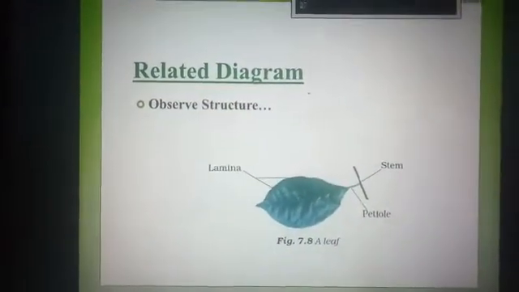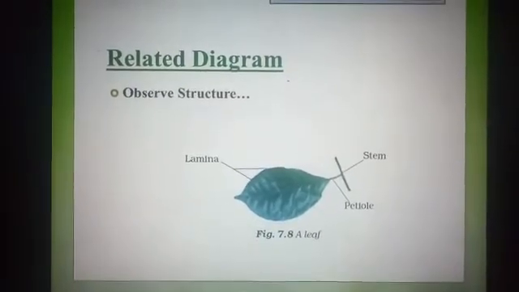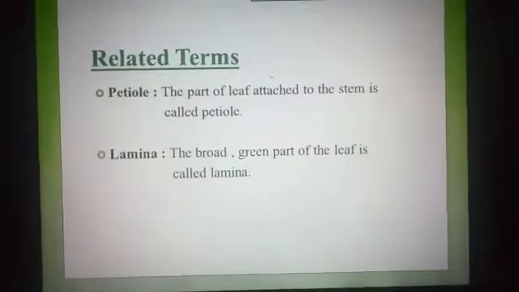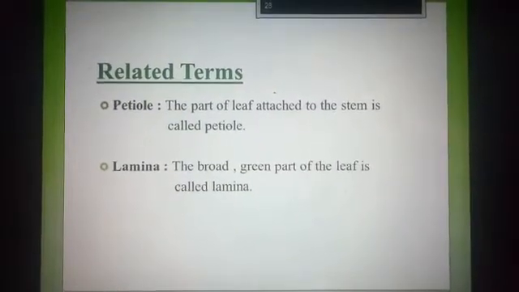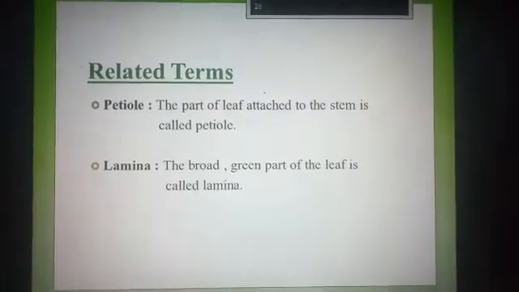And then the stem is there. So you are now familiar with lamina, that one is the green structure, right? And petiole is the attachment. So here are the definitions. Petiole, the part of the leaf attached to the stem is called petiole, and lamina, the broad green part of the leaf, is called lamina.